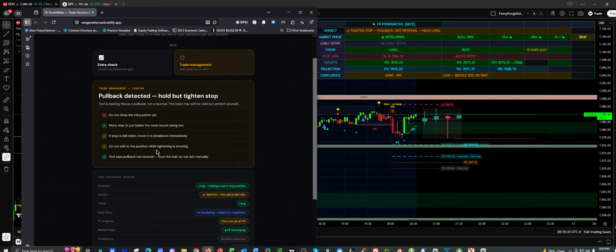Do not add to the position while tightening is showing. Tool says pullback, not reversal. Trust the trail. Do not exit manually. So it's still showing this pullback. It keeps coming back up. So the chances of this ricochet going up is not as strong, right? But we'll wait and see what happens.